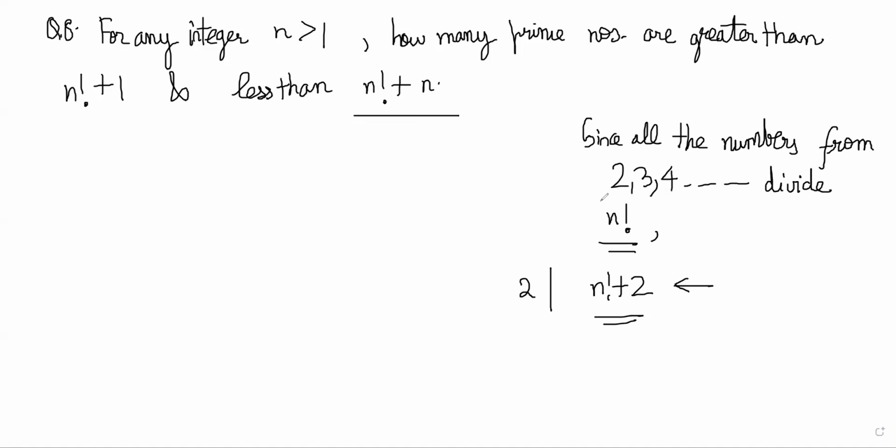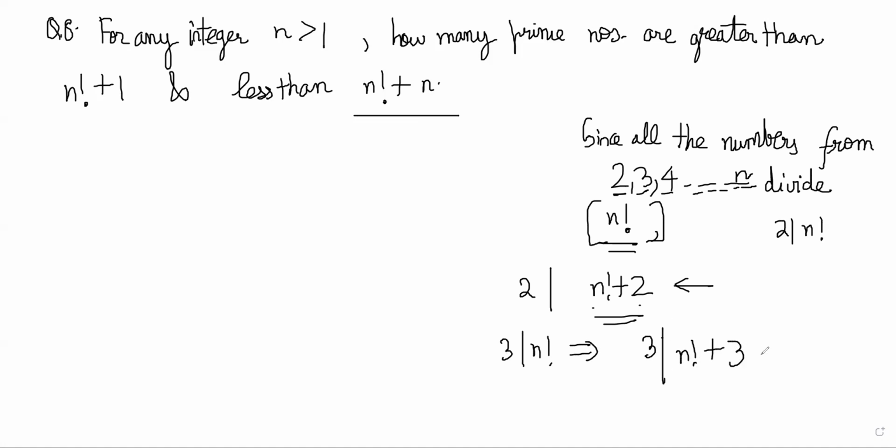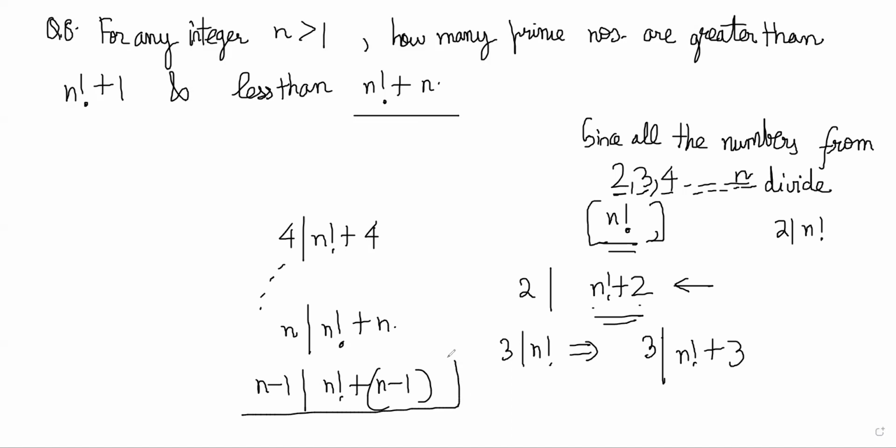Think about it. What I'm saying is n factorial itself was divisible by 2, 3, 4, and all of these numbers till n, right? So 2 divides n factorial. So obviously 2 should divide n factorial plus 2. Similarly, 3 divides n factorial. So that implies that 3 should divide n factorial plus 3. And 4 should divide n factorial plus 4. And similarly, we can say that n should divide n factorial plus n, right? You could also say n minus 1 should divide n factorial plus n minus 1, right?